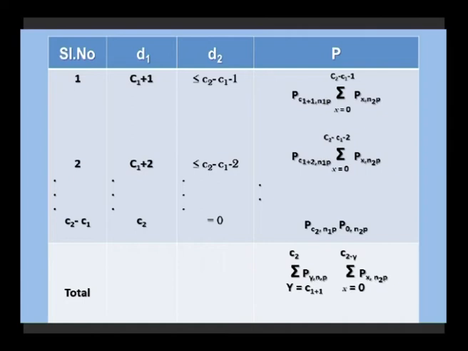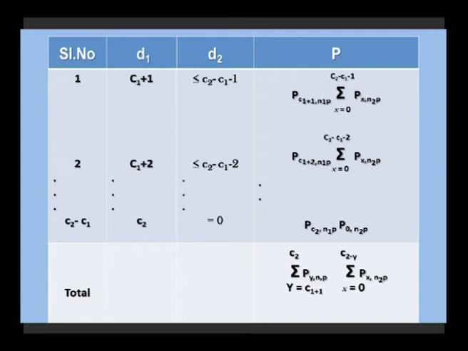So, in this case the probability of acceptance is given by summation x equal to 0 to c2 minus c1 minus 1 of P(x; n1, p). Suppose in the first sample the number of defectives is c1 plus 2, the number of defectives allowable for the second sample is c2 minus c1 minus 2, so that the number of defectives in the combined sample will be less than or equal to c2. In this case, the probability of acceptance is given by summation x equal to 0 to c2 minus c1 minus 2 of P(x; n1, p).